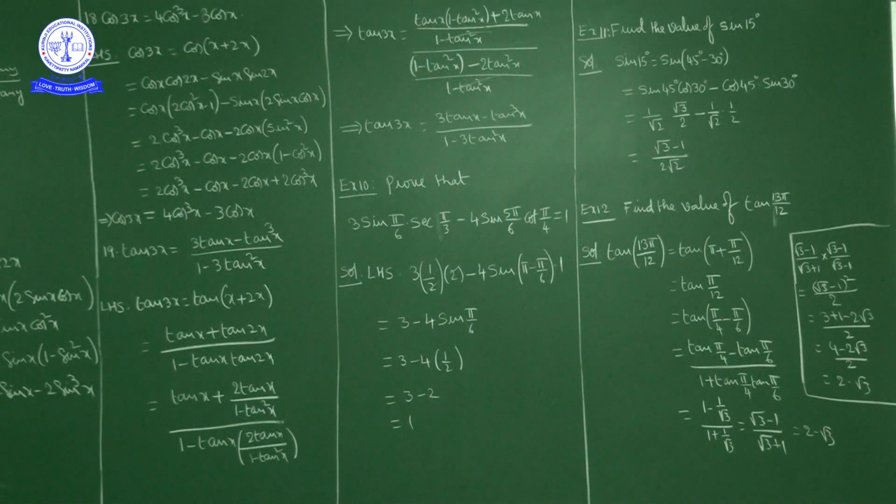Okay, now what are the formulas? Once again I will repeat. Sin 3x formula is 3 sin x minus 4 sin cube x. Cos 3x formula is 4 cos cube x minus 3 cos x. Tan 3x formula is 3 tan x minus tan cube x upon 1 minus 3 tan square x.